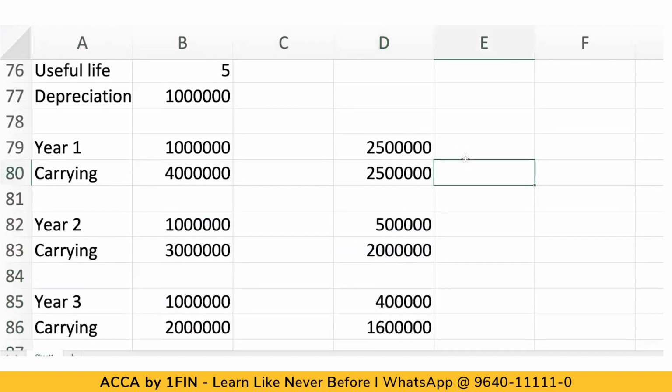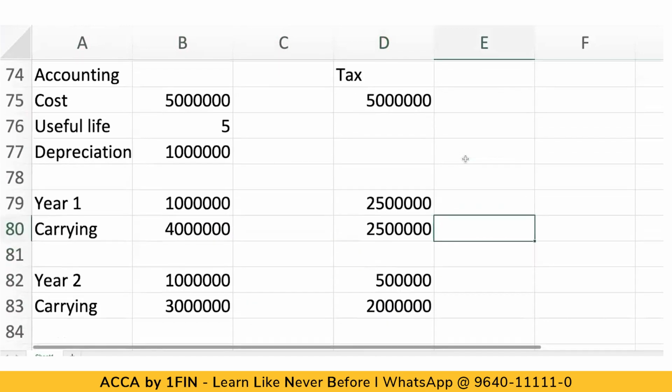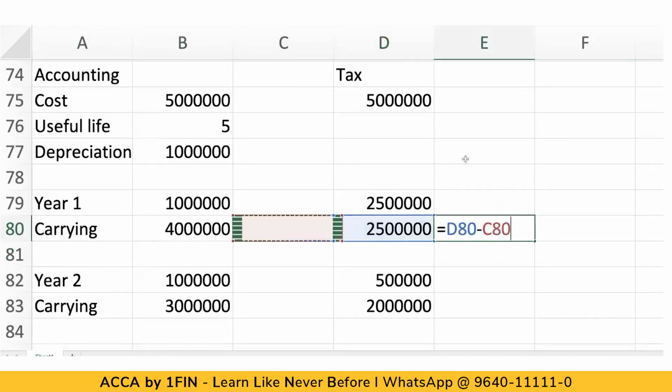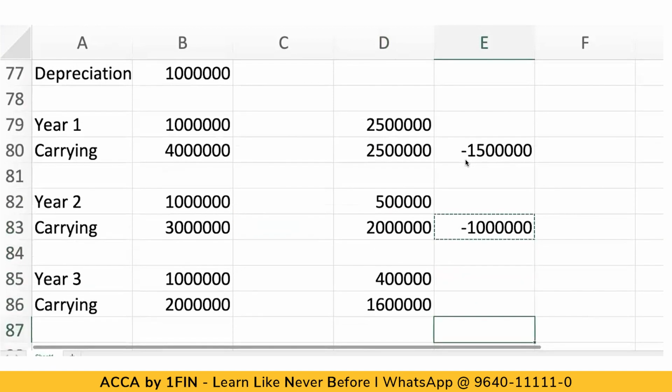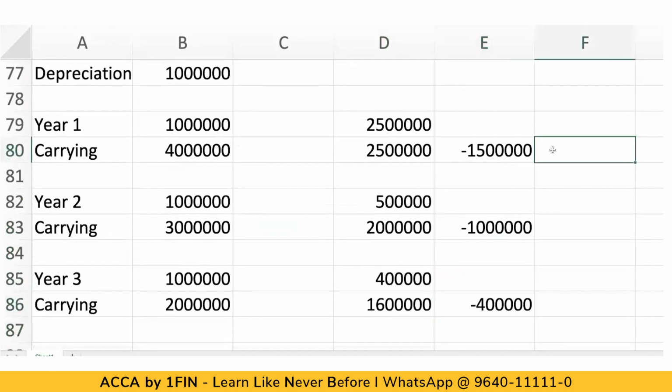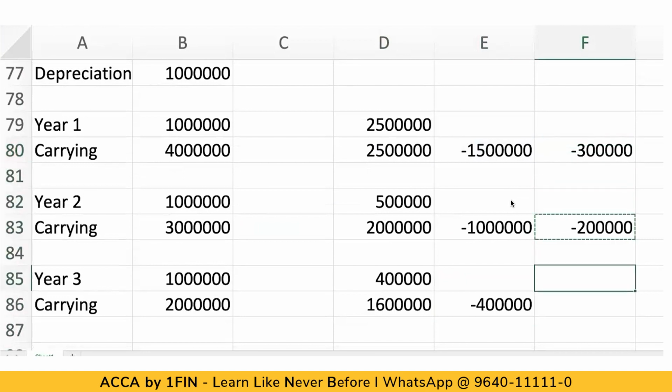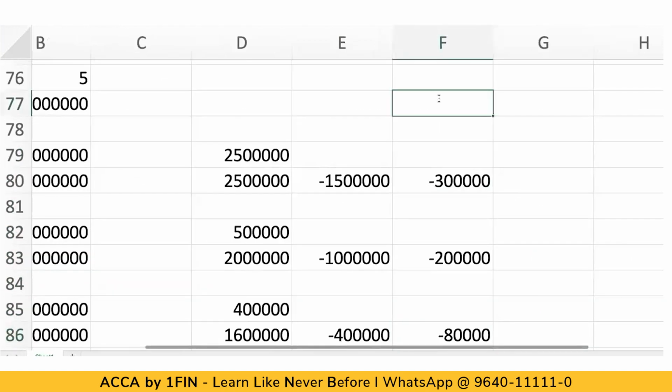So if you see the difference, what did I say? For an asset you do tax minus accounting. So negative here, and here also it is negative. So it will result in DTL. Okay. So income tax rate, if it is 20%, 150 into 20%, 300,000, 200,000, 80,000 on a cumulative basis. Please remember, this is on a cumulative basis and not for the year. This DTL is the cumulative.